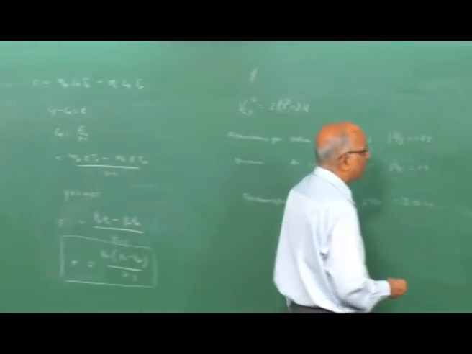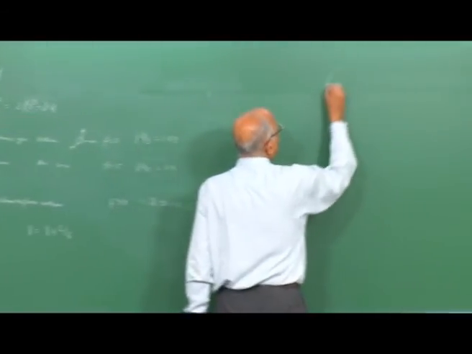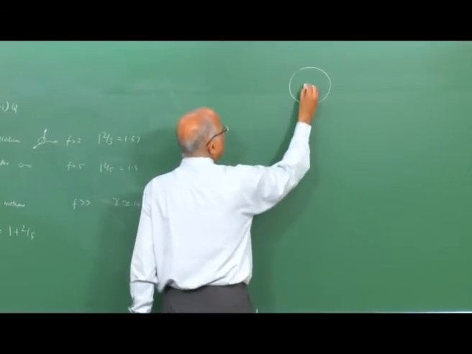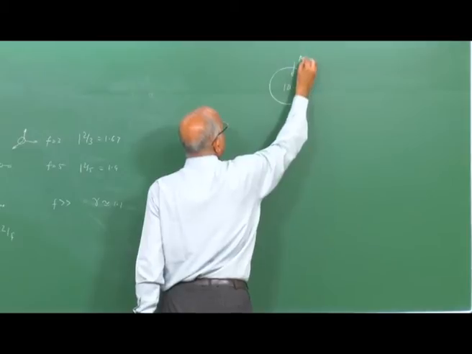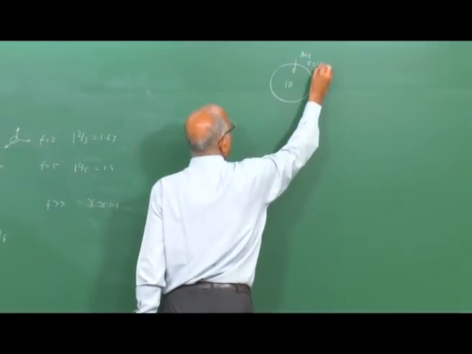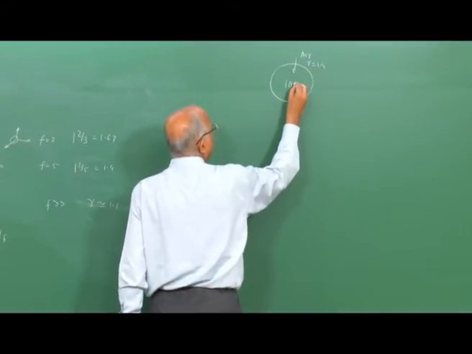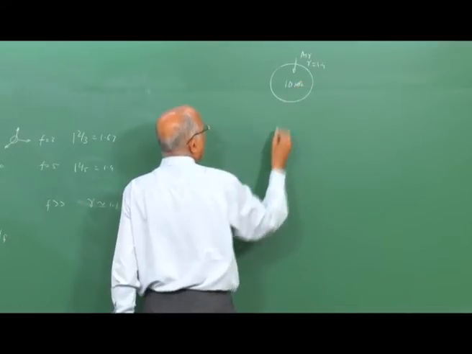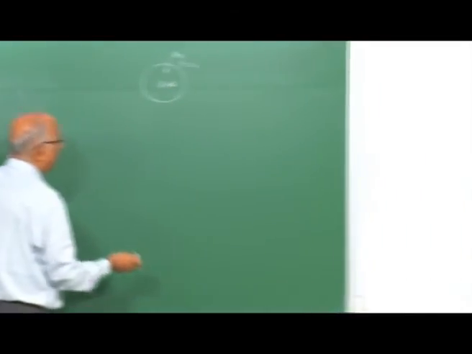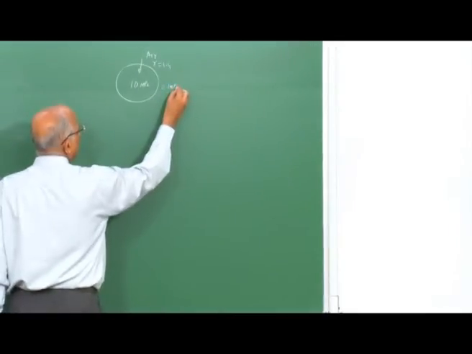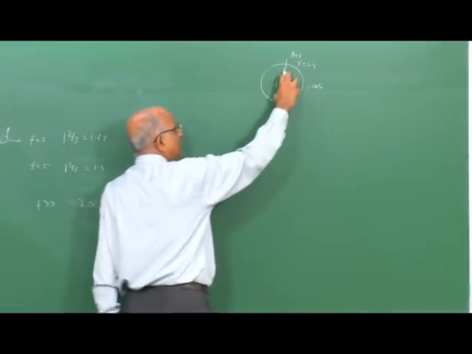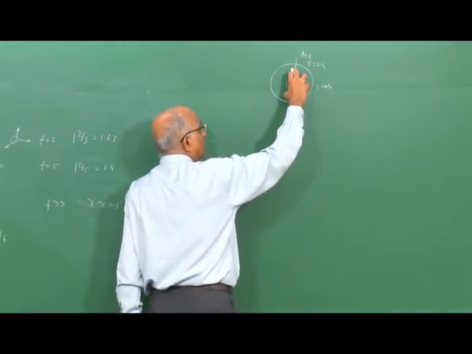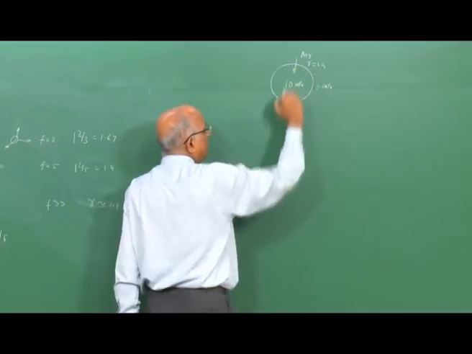Let's say I have a pressure vessel which holds, let's say, air whose gamma is 1.4 at a pressure of, let's say, 10 MPa. Let's say the ambient pressure is 100 kilopascal, which is 0.1 MPa. And this vessel bursts at a pressure of 10 MPa.